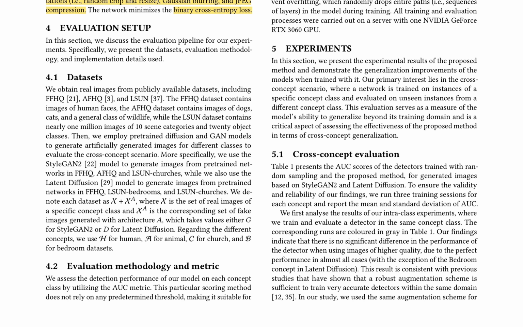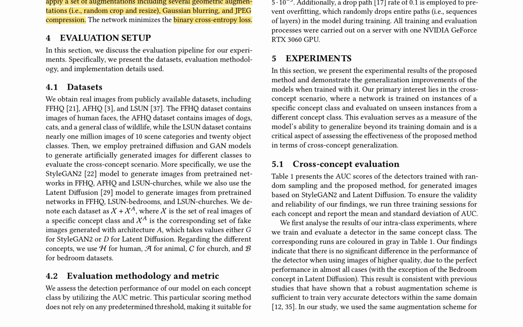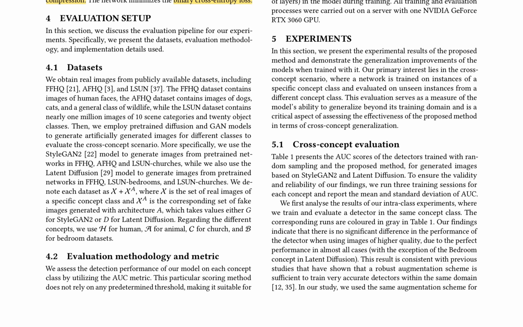In this section, we will discuss the evaluation of the pipeline for our experiments, specifically we present the datasets, evaluation methodologies and implementation details used. We obtain real images from the publicly available datasets, including FFHQ, AFHQ, LSUN. The FFHQ dataset contains human faces. The AFHQ dataset consists of images of dogs, cats, and more, and a general class of wildlife. While the LSUN dataset consists of nearly 1 million images of 10 scene categories and 20 object classes. These are pretty standard ones.